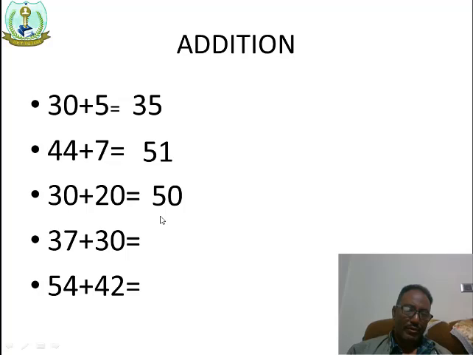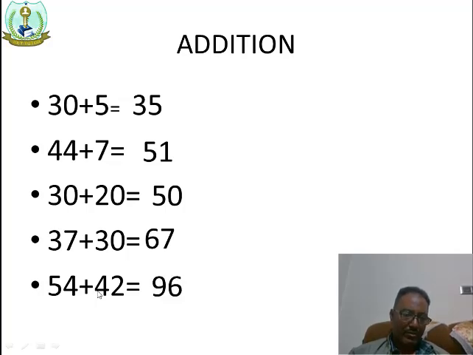If one of the two-digit numbers is a multiple of 10 and the other is simply a two-digit number, still there is no problem. For example, 37 plus 30 is 67. So until now you faced no difficulty. Here the sum of these two numbers, which are two-digit numbers, both are not multiples of 10. As usual, you may start from the right. So 4 plus 2 is 6, 5 plus 4 is 9, this is 96.